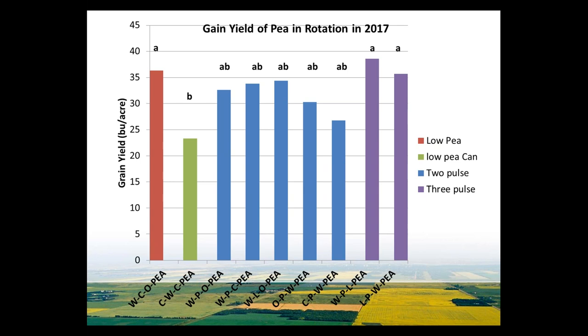We only had a couple inches of rain in June, and you can see the gold standard did fairly well, but in that dry year we have the three pulse rotations coming up to the top, and the rotation with the two canolas going down. So again, you can see that the environment is playing a large impact on the results we're seeing.